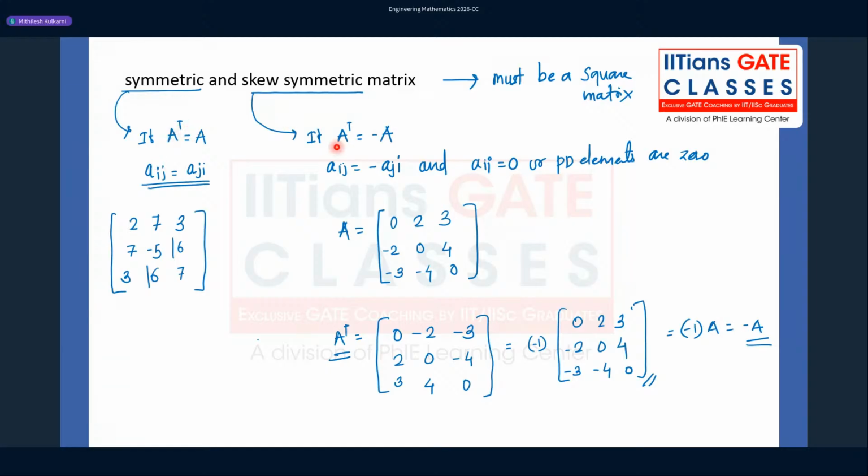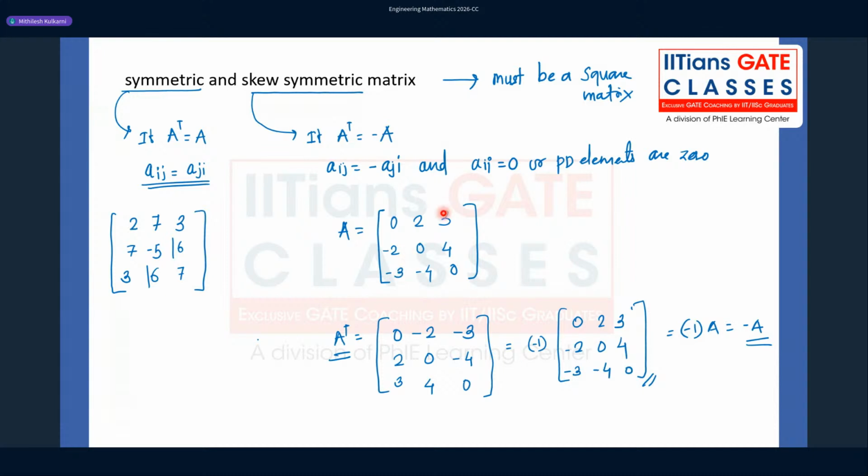If A transpose is equal to minus A, after taking the transpose, if you end up with the negative of the original matrix, then you call it a skew symmetric matrix. This is possible whenever Aij is equal to minus of Aji. It means A12 is equal to minus of A21, A13 is equal to minus of A31, and A23 is equal to minus of A32. Look at this: 4, minus 4, 3, minus 3.